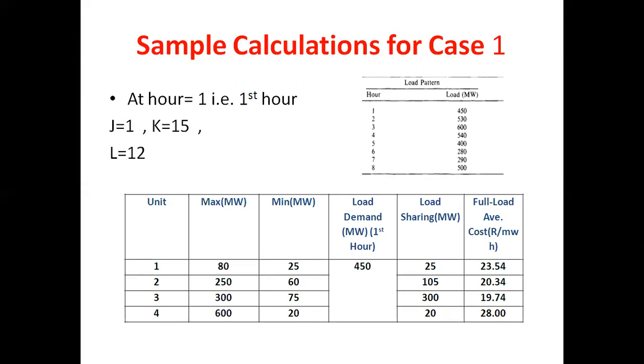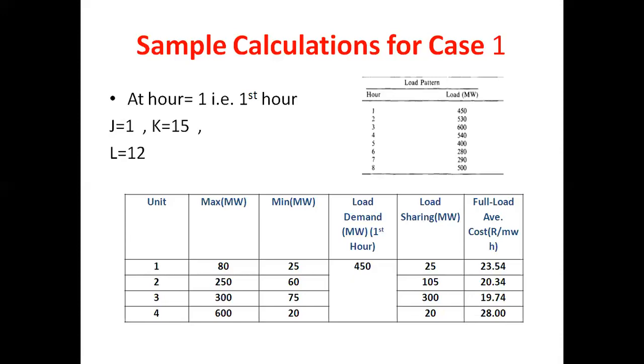That is the 12 state. So there are the 4 units, 1, 2, 3, 4, and their maximum and minimum demands are taken from the data sheet. The load demand for the first hour is 450. This is the average fuel cost that is given in the data sheet. From that average fuel cost, it is clear that the unit with the minimum average fuel cost will be loaded more, and the one with the maximum fuel cost will be loaded less.